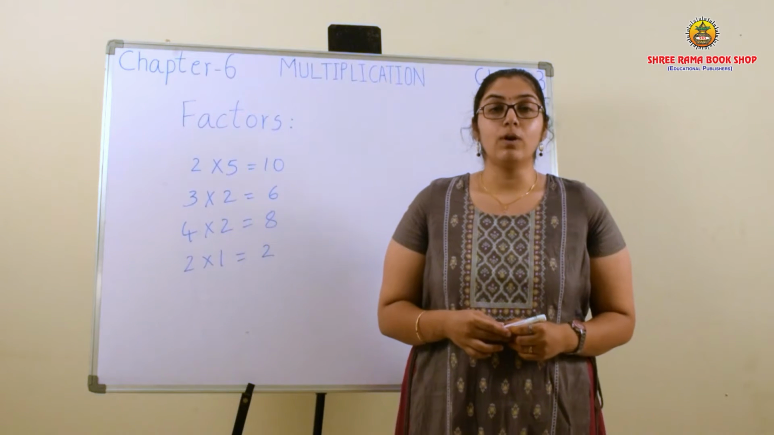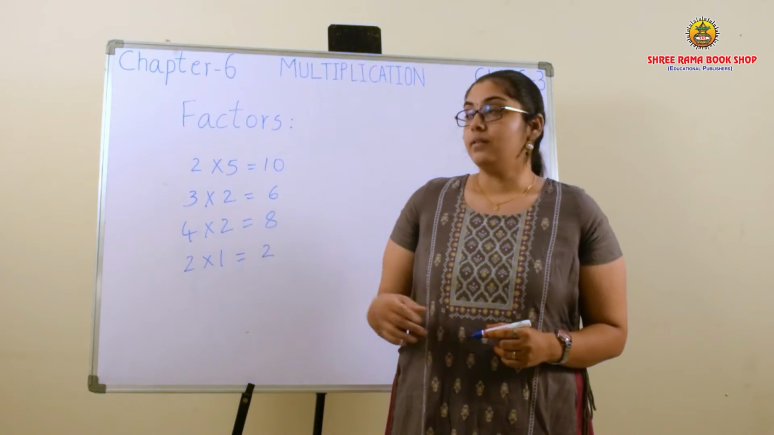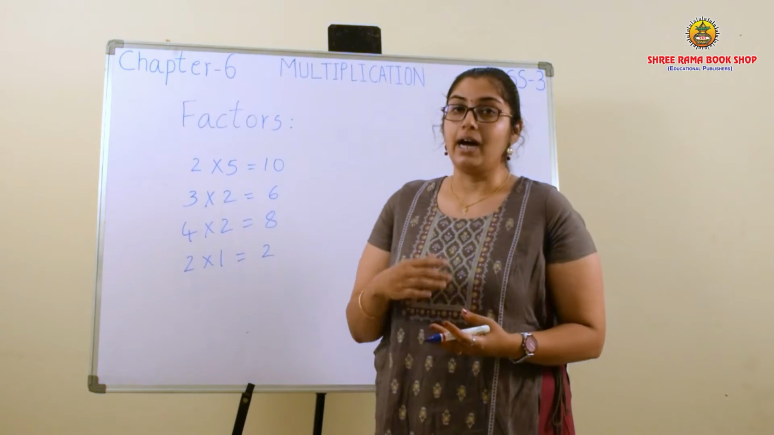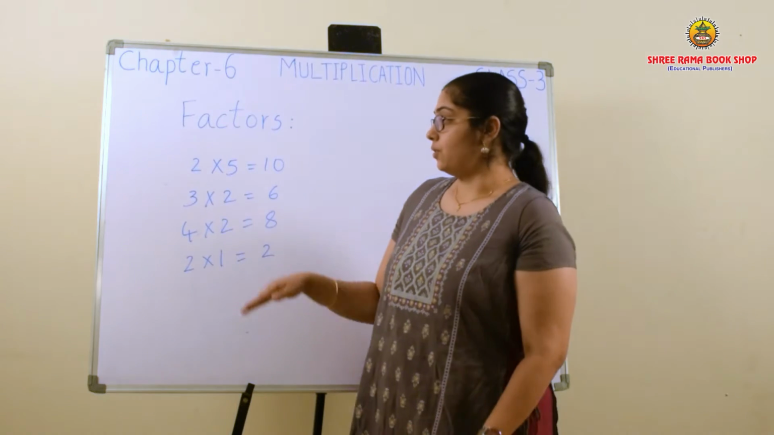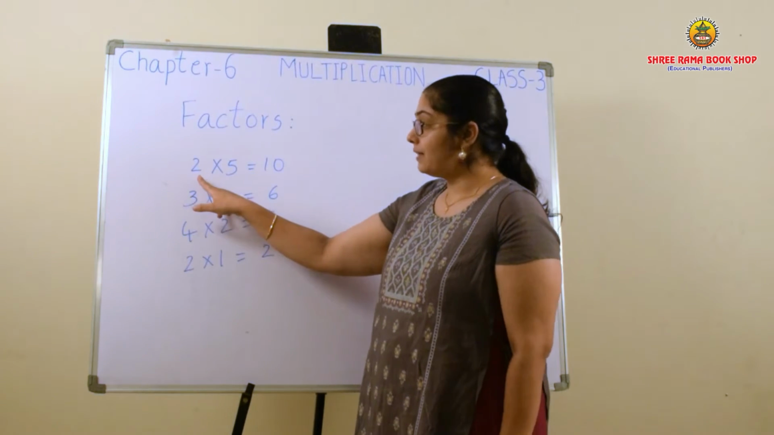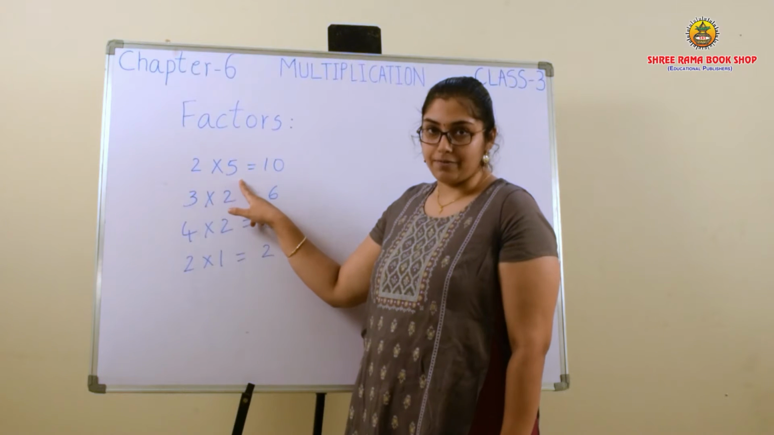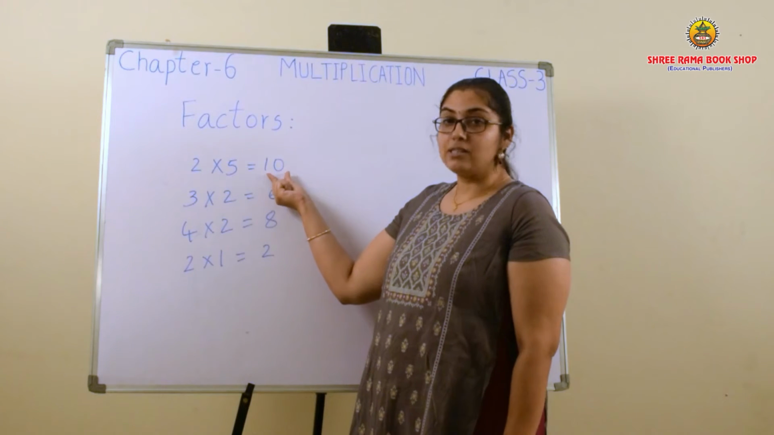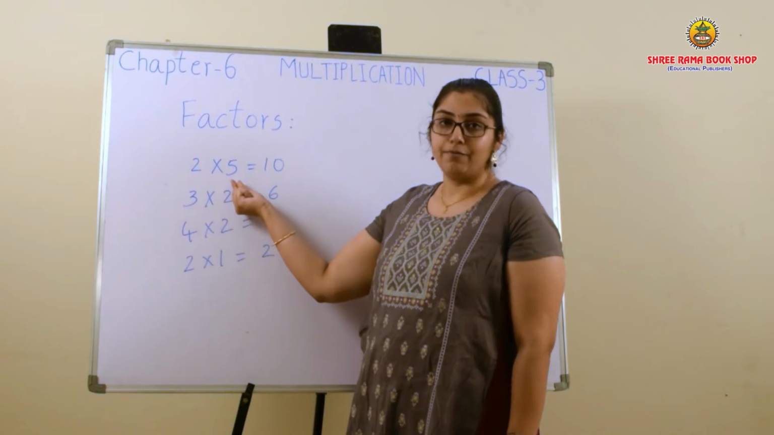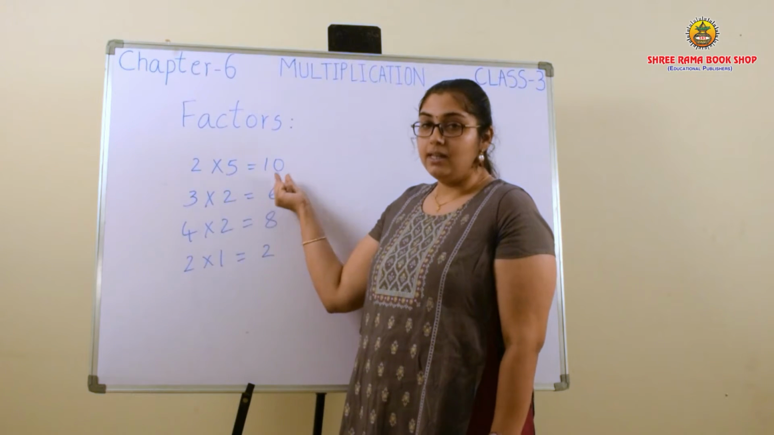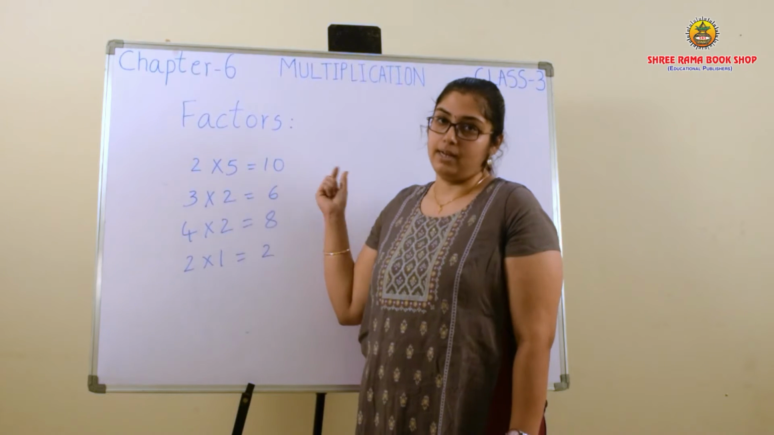Welcome to the class, children. Today we will be learning one more concept in multiplication, that is factors. Previously you have learned what a product is and how to multiply numbers, right? Now we will see what are called factors. When you multiply the 2 numbers, that is 2 into 5, the product is 10. So the factors of 10 are nothing but 2 and 5. Whatever numbers you are multiplying to get the product, those are the factors of that number.